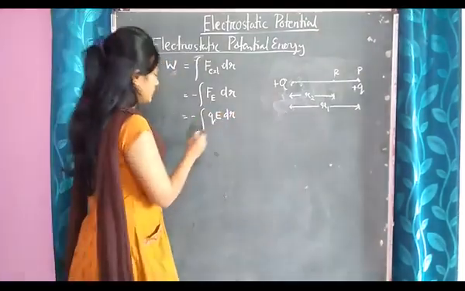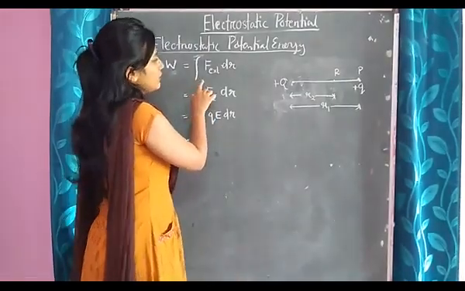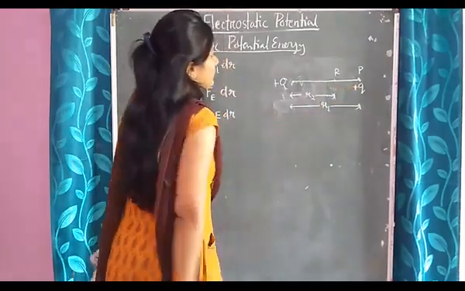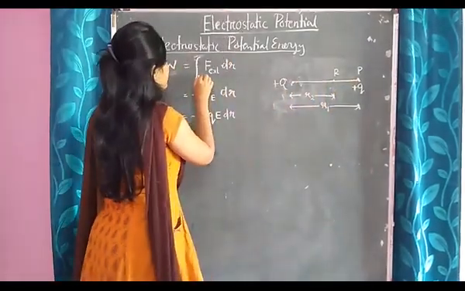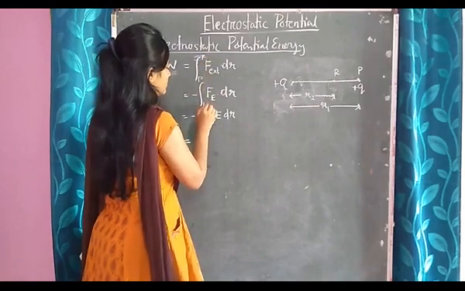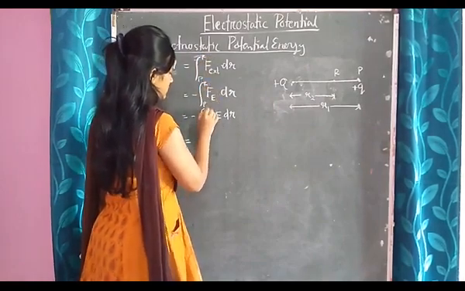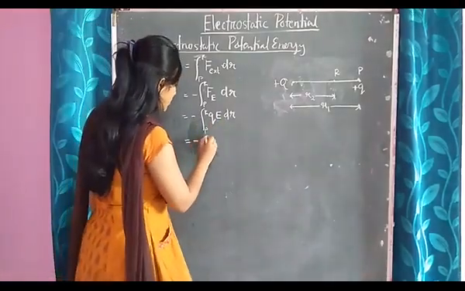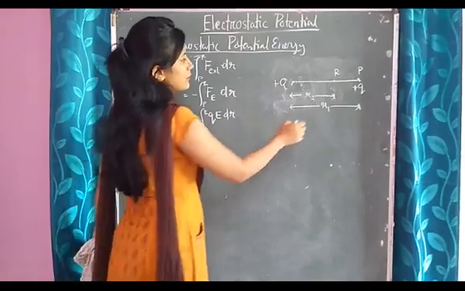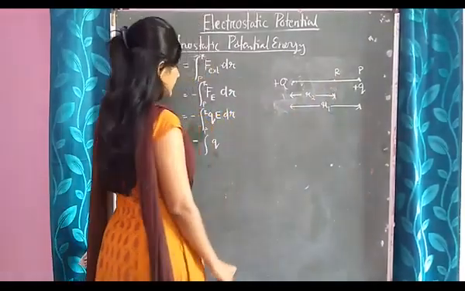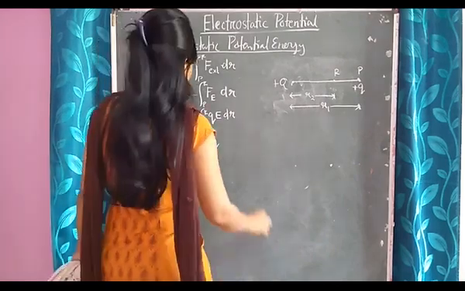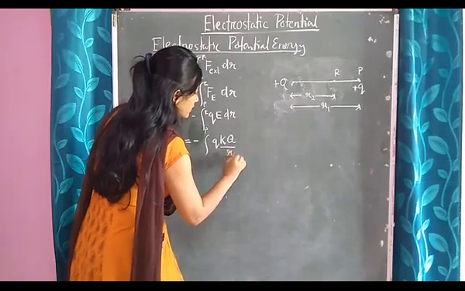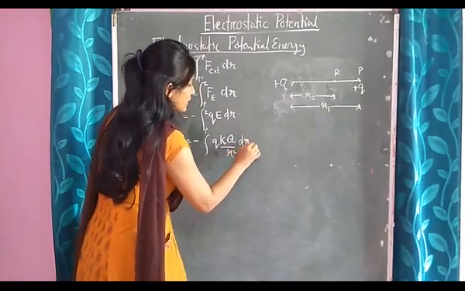Next we will put the limits. We are bringing the charged particle from P to R. So the integral from P to R of q E dr. In place of E, what is the electric field at this point? The electric field will be, according to the formula, KQ by r square, dr.